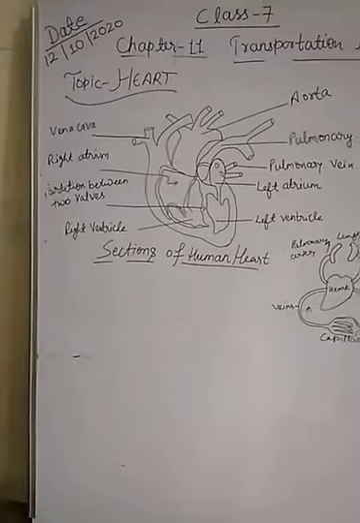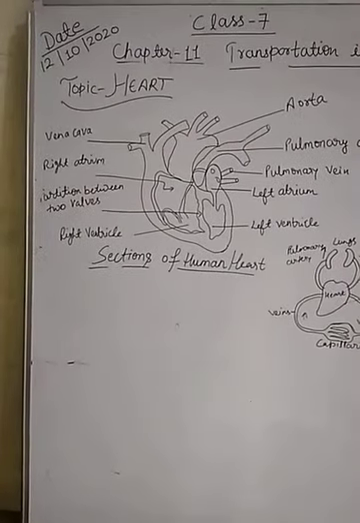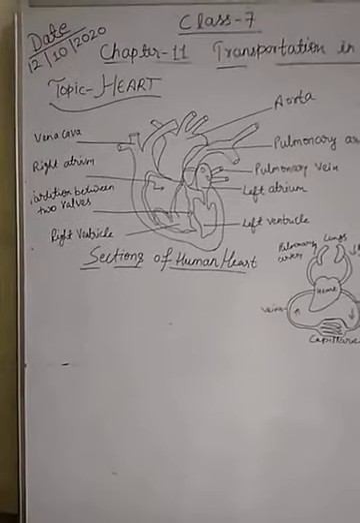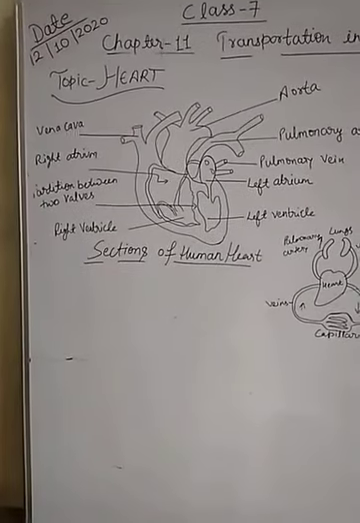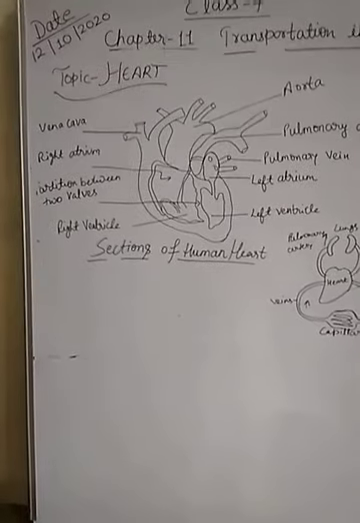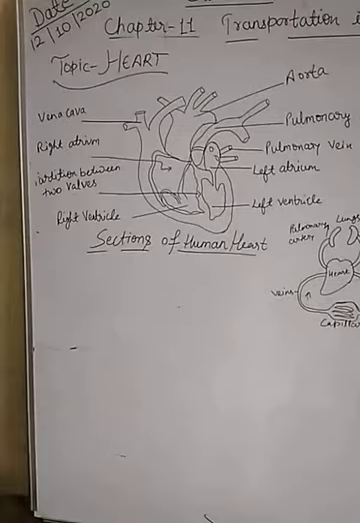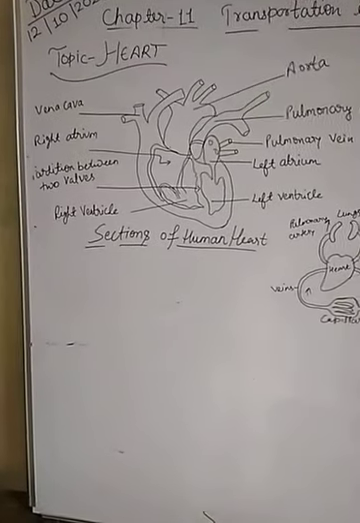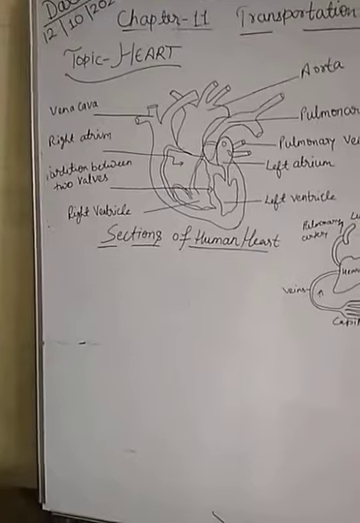Children, we are studying chapter number 11, which is transportation in plants and animals. We have studied in the previous lectures that the parts of the circulatory system are the blood vessels and the heart. About blood vessels and blood we have discussed in our previous lecture. Today we are going to discuss the heart.